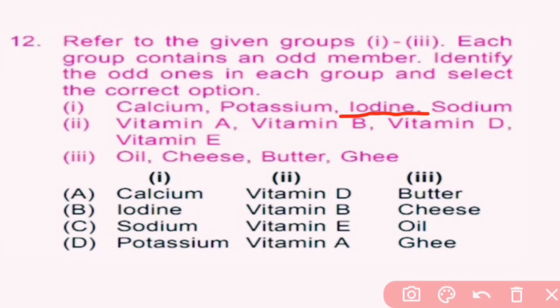Option 2: vitamin A, vitamin B, vitamin D and vitamin E. Here vitamin B is water soluble, whereas vitamin A, D, E are fat soluble. So vitamin B is the odd one out. Option 3: oil, cheese, butter, ghee. Here cheese is rich in protein, while oil, butter and ghee are rich in fat. So here cheese is the odd one out. So here option B is the correct answer.